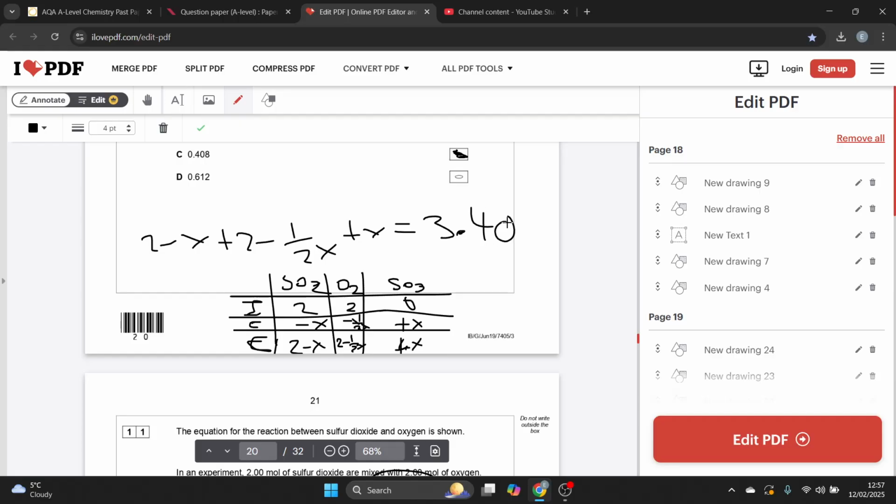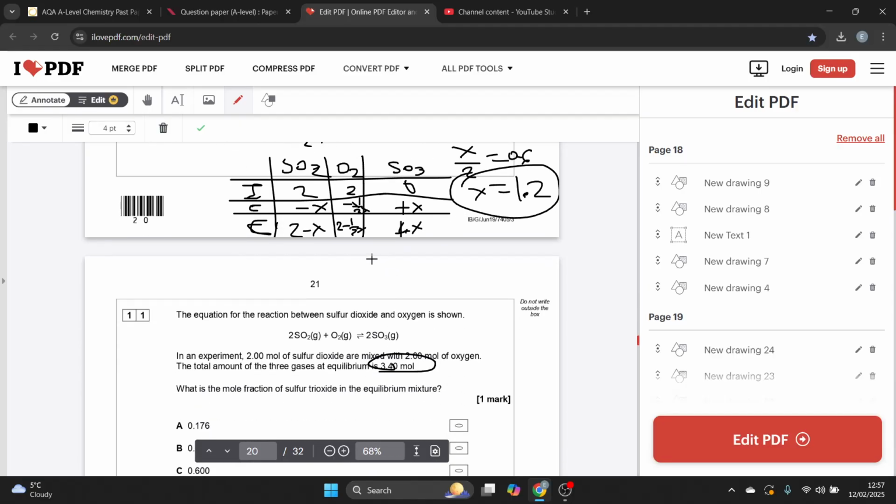So let's collect like terms. Minus x plus minus the half x plus x, minus the half x. So 2 plus 2 is 4. 4 minus a half x equals 3.40. Therefore, a half x equals 4 minus 3.40, 0.6. So x over 2 equals 0.6. x equals 1.2.